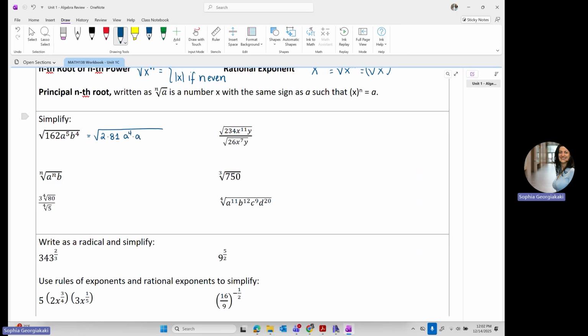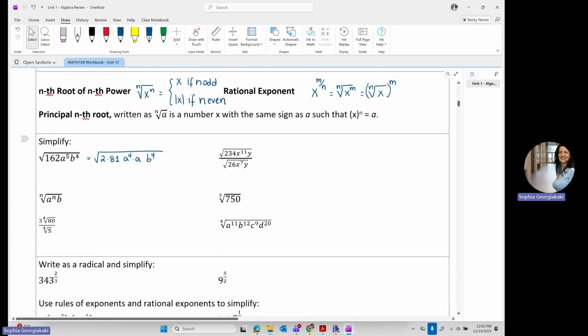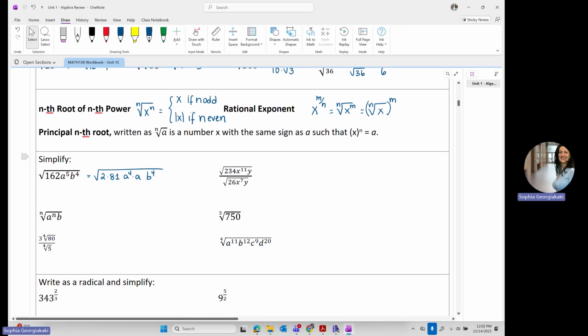A to the fourth is a perfect square because it can be written as a squared times a squared. B to the fourth is a perfect square, and I'm going to leave it like that. Another thing that you can think of is that according to the rational exponent rule, when I have the expression x to the m under a root, then that as a rational exponent will be x to the m divided by the index of the root.